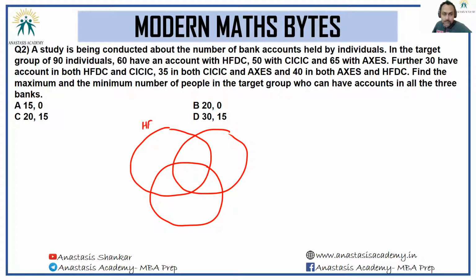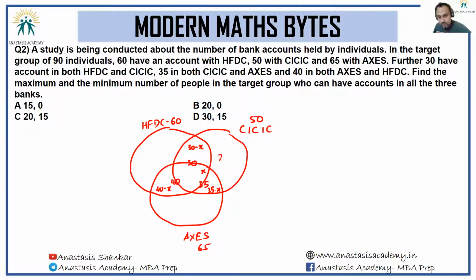Now this is HDFC, total of 60. This is ICICI, total of 50. And Axis, total of 65. We are told that 30 have accounts in both HDFC and ICICI. So 30, 35, and 40. If I take the central value as X, this will be 30 minus X. This will be 35 minus X. This will be 40 minus X.